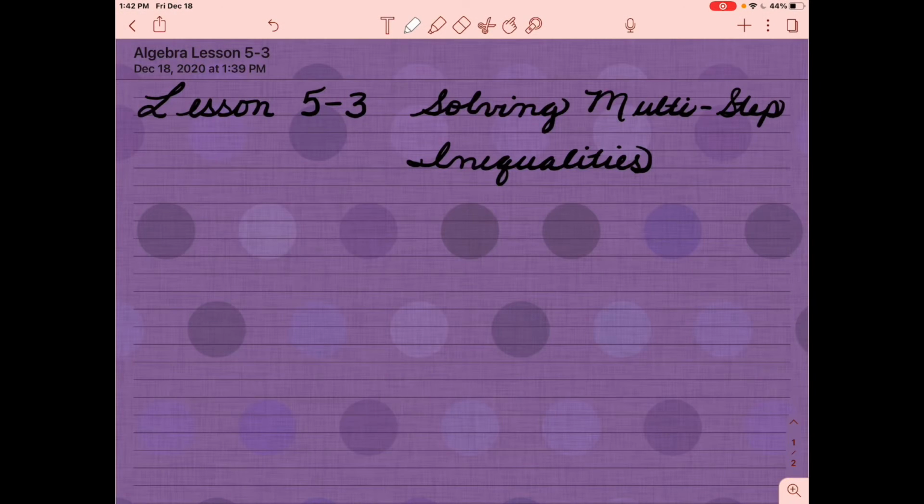Guys, this is lesson 5.3, solving multi-step inequalities. For this lesson, you've actually learned everything you need to know, and so it's basically going to be practicing keeping your inequality sign straight and learning just a few little quirks that might come up. So I'm going to work through some of the book examples on page 298.